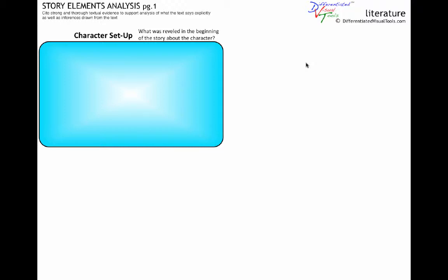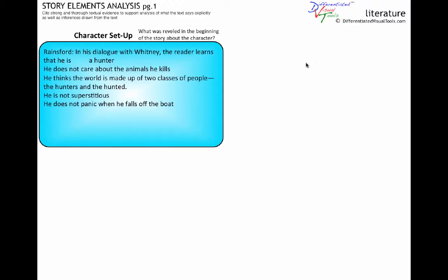I'm going to take a moment to introduce the Story Elements Analysis DVT. The first thing we'll be looking at is what we call the character setup. We're looking for explicit information provided at the beginning of the story about the character. For example, early in The Most Dangerous Game, Rainsford is introduced. And so we're listing some things that the author provides about Rainsford, such as that he's a hunter, he doesn't care about the animals he kills, he thinks the world's made up of two classes of people, the hunters and the hunted, and he doesn't panic when he falls off the boat.